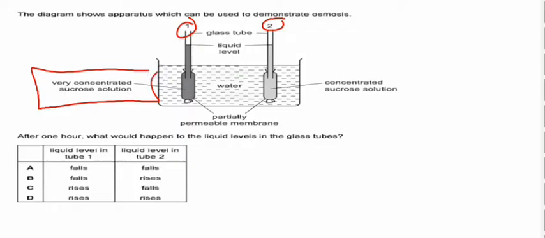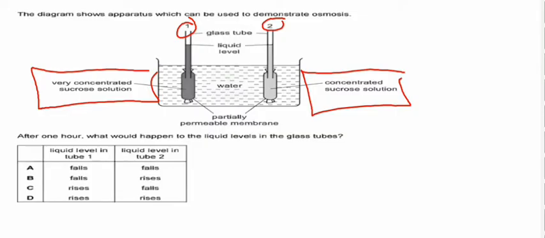The next one. The diagram shows apparatus which can be used to demonstrate osmosis. So we have glass tube 1 and glass tube 2. Now in glass tube 1, we are having a very concentrated sucrose solution. And in glass tube 2, we are having a concentrated sucrose solution, which means the solution inside glass tube 1 is more concentrated than the solution inside glass tube 2. And also we have the water inside the beaker, and also the selectively semi-permeable membrane.